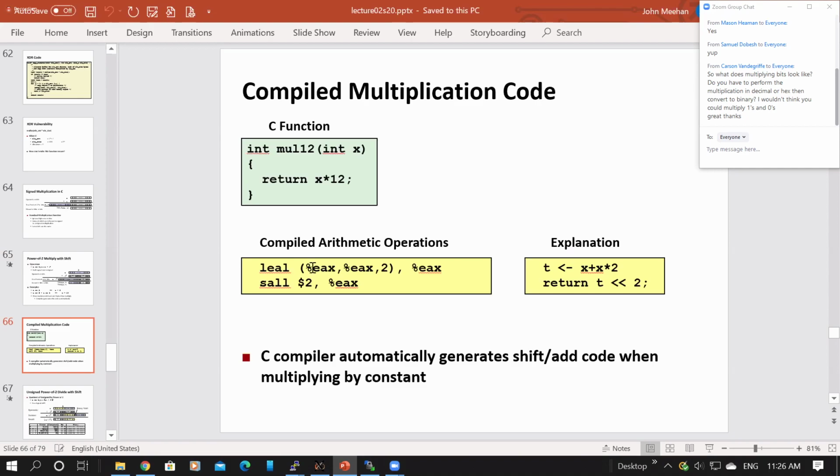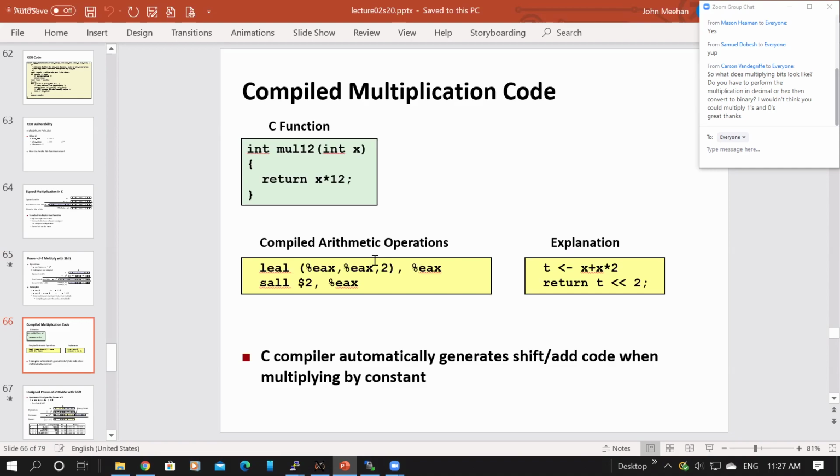In assembly language, we have names for the registers. And when we write it in assembly language, we put this percent sign in front of it to say this is a register name I'm talking about here. So this LEAL instruction has three things to it. What it does is it takes the one in the middle and multiplies it by the third one, and then adds that to the first one. So we've got 2 times EAX added to EAX, which is effectively multiplying EAX by 3, is all we're trying to accomplish here.